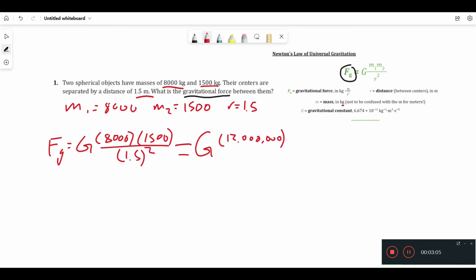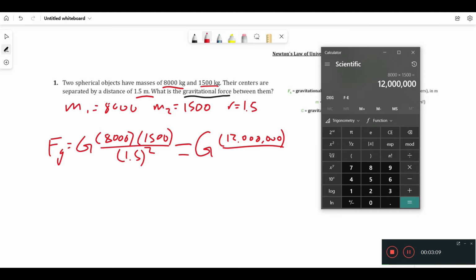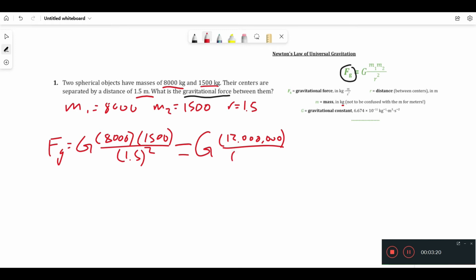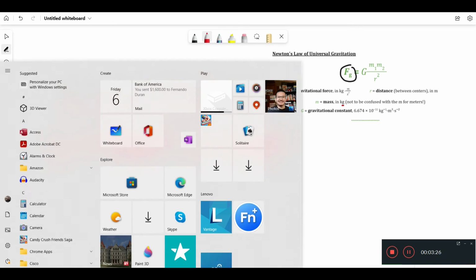And this is all over 1.5 squared. Let me pull my calculator again. What is 1.5 squared, or 1.5 times 1.5? It gives me 2.25. This bottom number is 2.25. Of course, we're still dealing with some type of fraction.